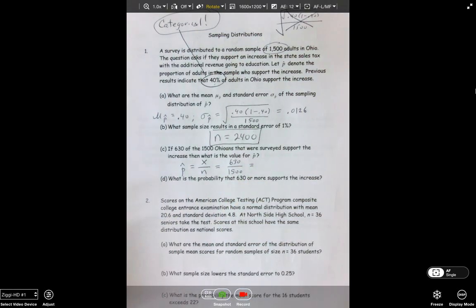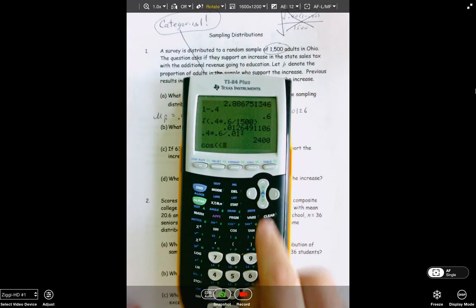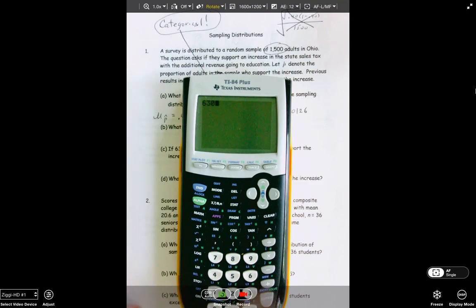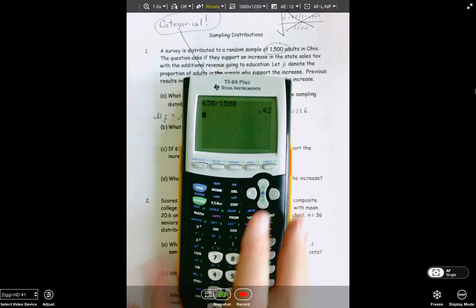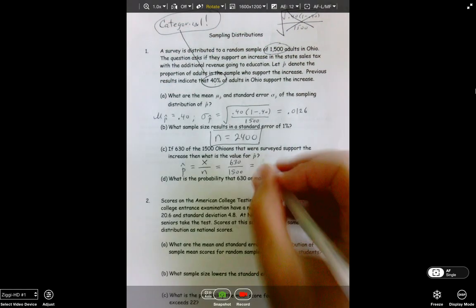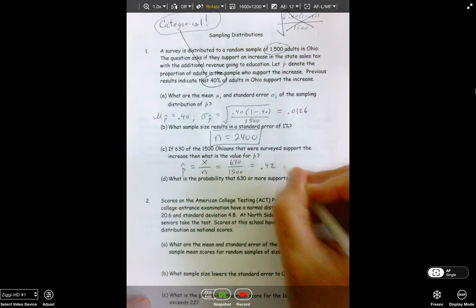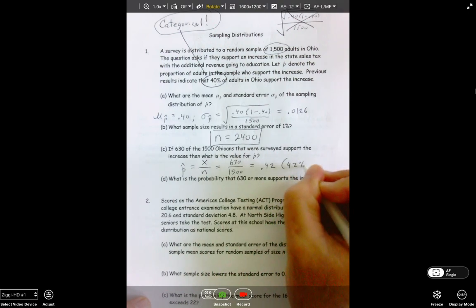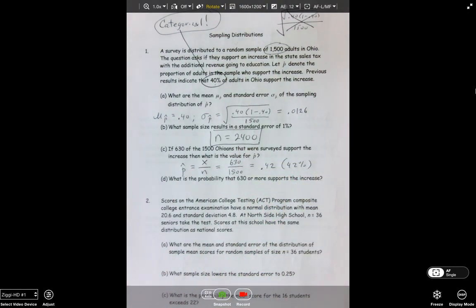So, guys, 630 divided by 1,500 gives us a p hat of 0.42. And that can be thought of as 42%. So you can say that 42% of this sample, of the sample surveyed, or of these 1,500 Ohioans, support the increase that they're talking about here.